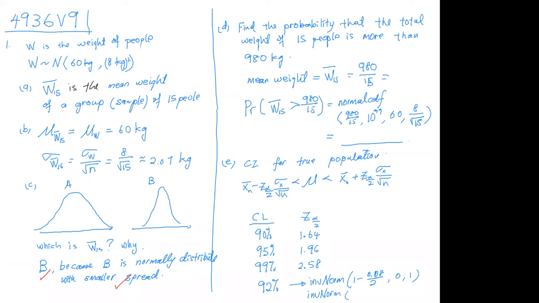Okay, 0.92, comma 0, comma 1, then enter. Then the number will come out, correct? So you better know how to get this also, okay? So this is the formula, how to get the Z alpha over 2.